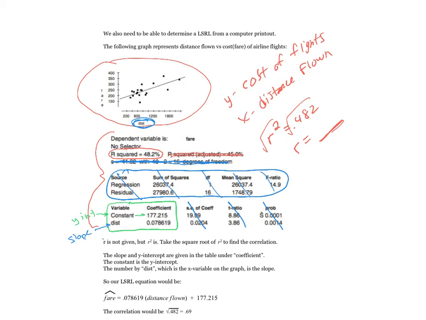So R is not given, but R squared is. Take the square root of R squared to find the correlation. Be careful, because when you take the square root of R squared, your calculator will give you a positive number, but you should double check that the scatter plot's actually showing a positive relationship. Because if it was showing a negative relationship, you would need to make the R negative. Because remember, the R tells you direction.